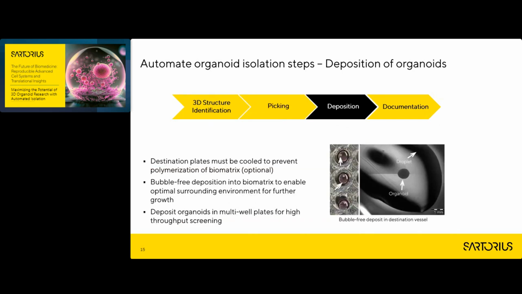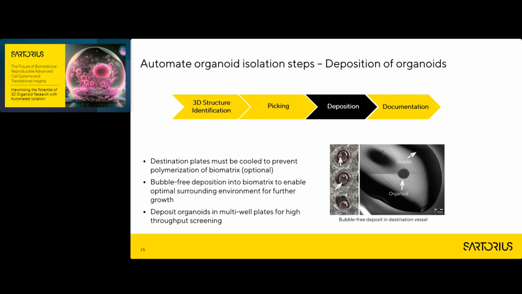Once an organoid is picked, it needs to be successfully deposited in the destination plate. If the organoids are to be placed in a biomatrix, then the destination plates on a Cell Selector can be cooled during the organoid transfer process to prevent any premature polymerization of biomatrix, which could ruin the entire experiment.